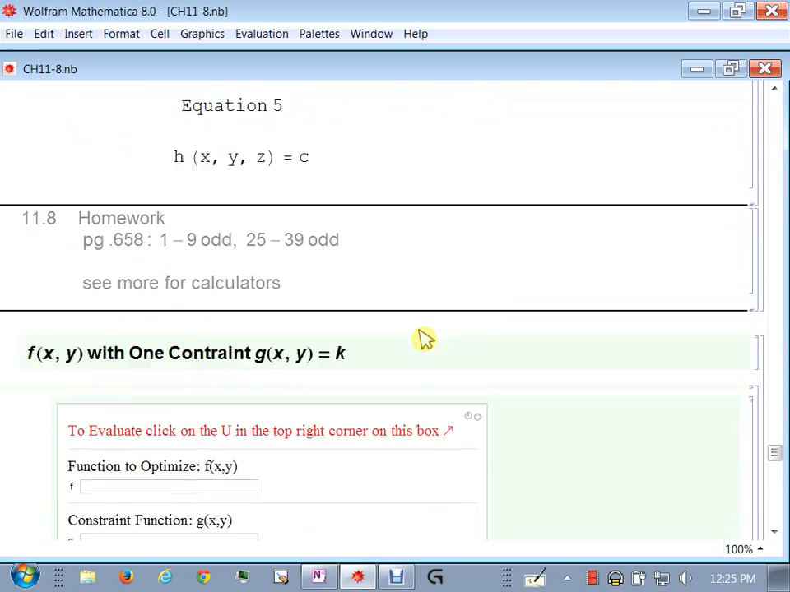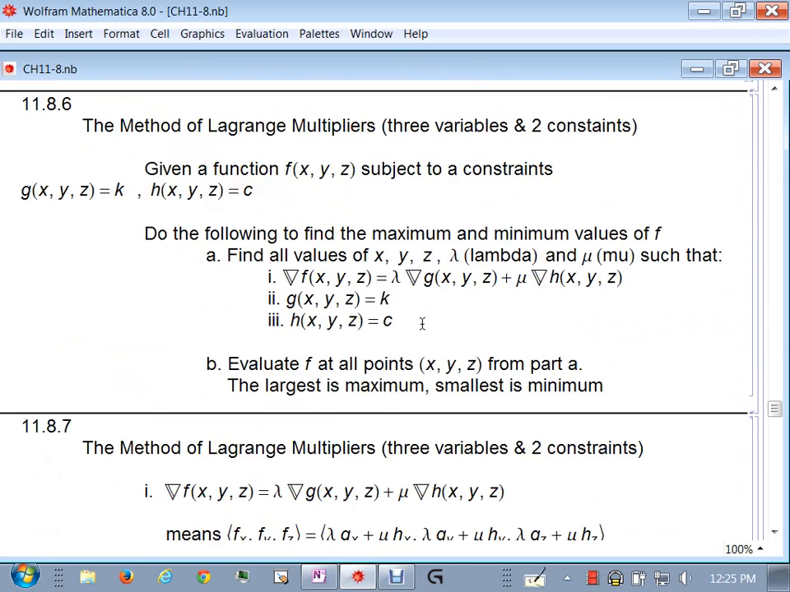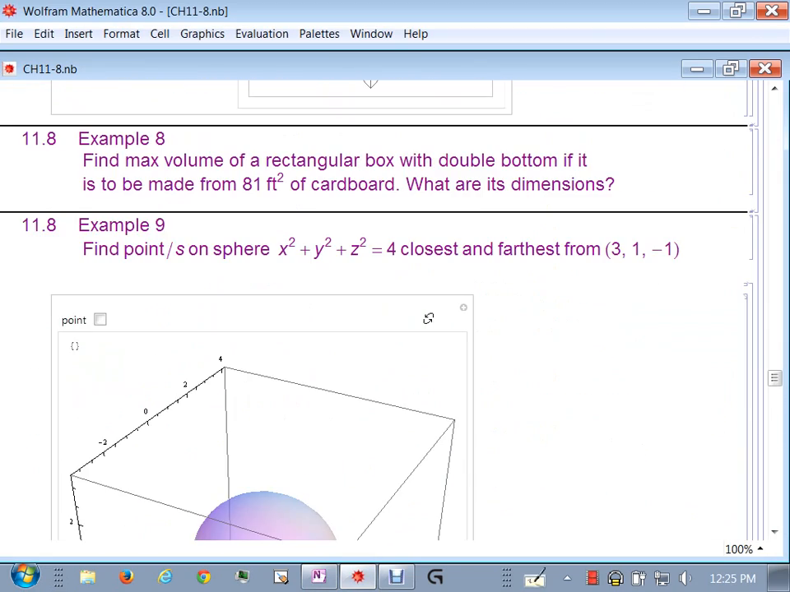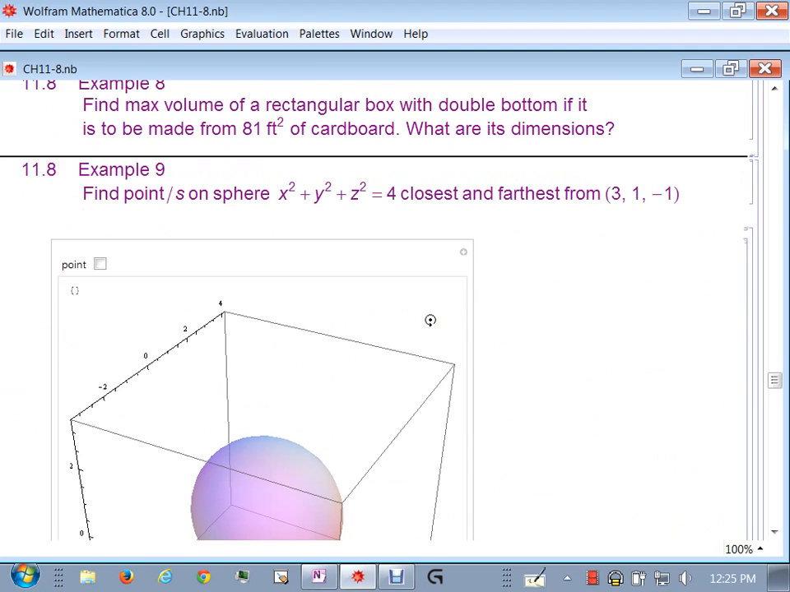All right, we're almost done. Look at this one right here. Find the point or points on the sphere x squared plus y squared plus z squared equals 4, closest and farthest from the point 3, 1, negative 1.